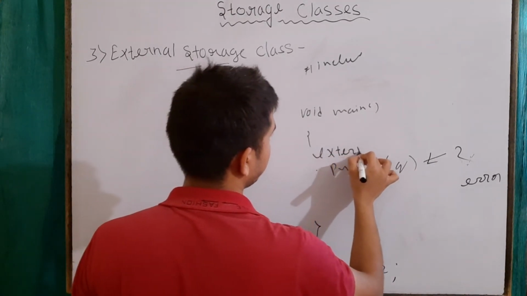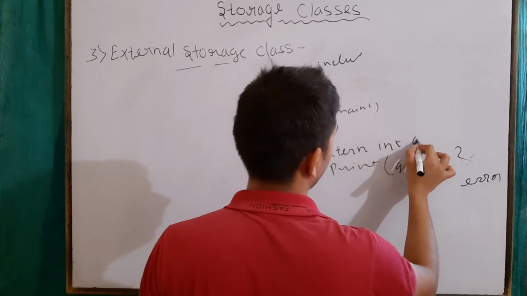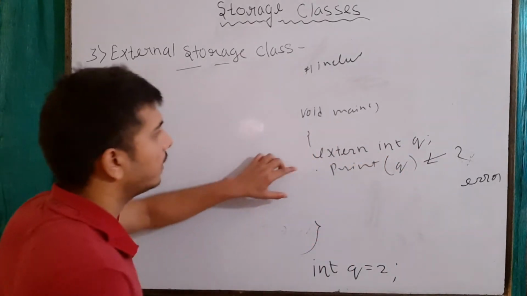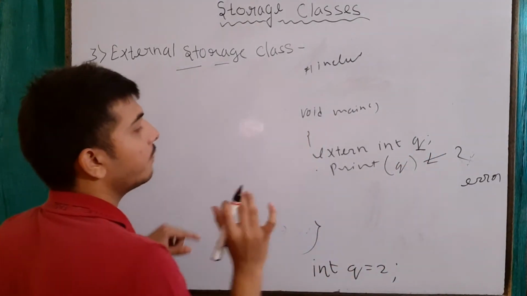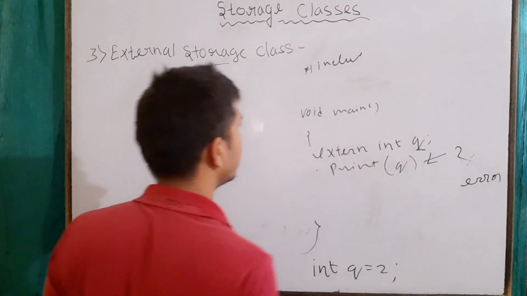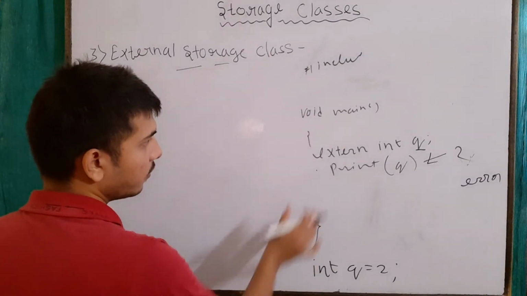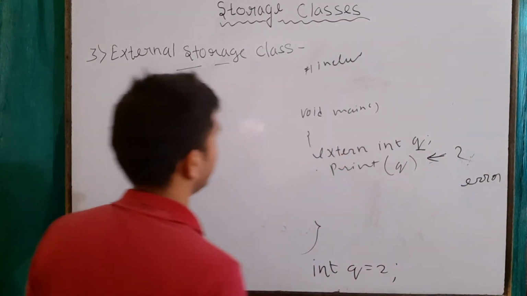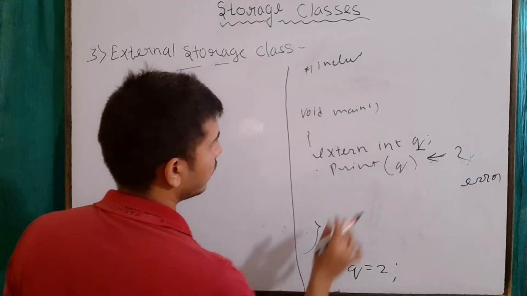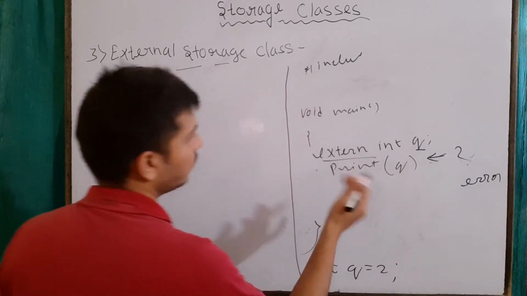Now if I do extern int q, it means that our variable q is defined somewhere. Somewhere the definition of variable q is located. Now if I ask you, the output will stay the same and it will be 2. This is the first use of the extern keyword.